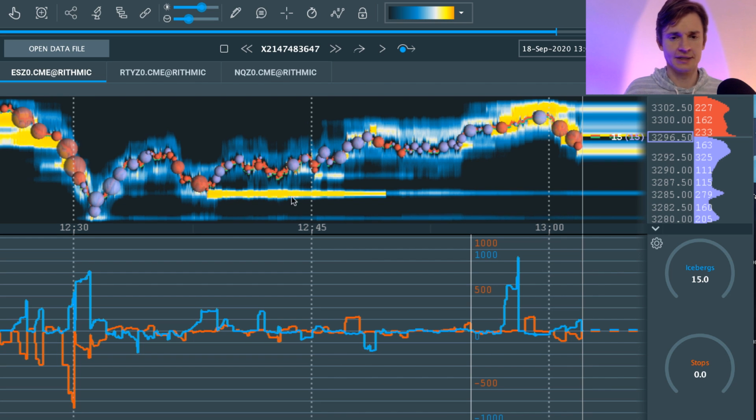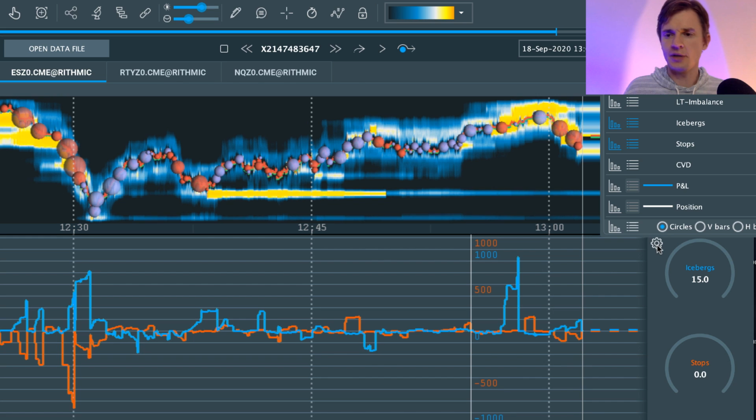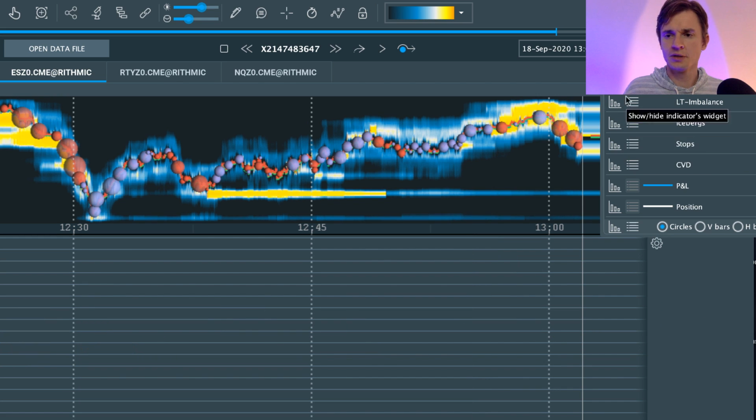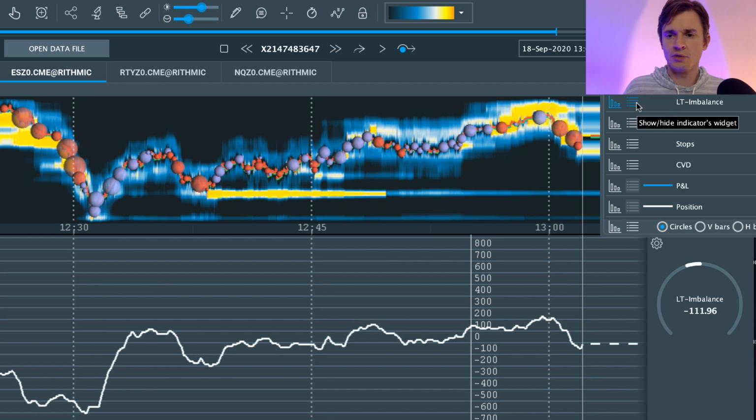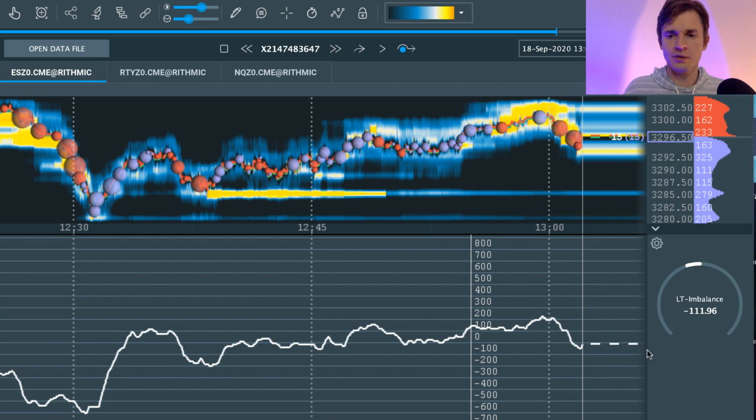Comes back, hits this level of support, which you can see. You don't have to guess that it's there. And then just keeps going up. I mean, what more do you want? What more do you want out of an indicator? But that's not the only indicator that's on here. The other one is, we'll remove the stops and the icebergs, and we'll go to Liquidity Tracker Pro.